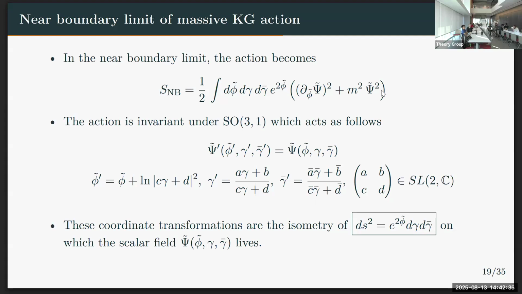What you can note here is that this action is invariant under SO(3,1). This SO(3,1) acts on the scalar phi tilde as follows, and gamma and gamma bar undergo SL(2,C) transformations, and phi tilde prime transforms as follows. As I mentioned before, these coordinate transformations are also isometries of the degenerate metric that I get after this near boundary limit, and in these coordinates the boundary metric is written as follows. So there is this conformal factor, exponential of phi tilde, d gamma d gamma bar.